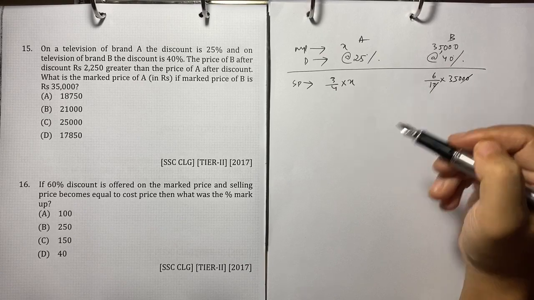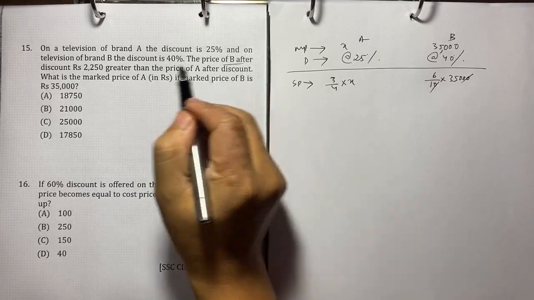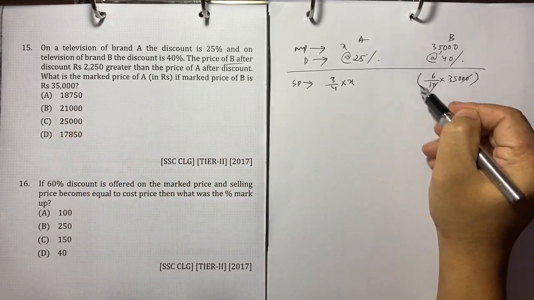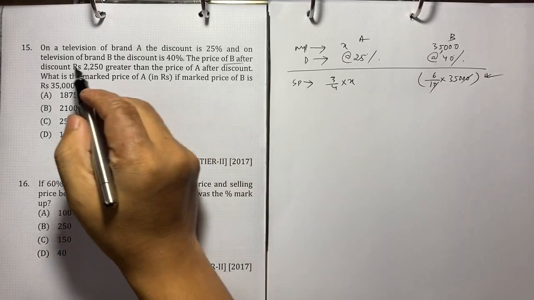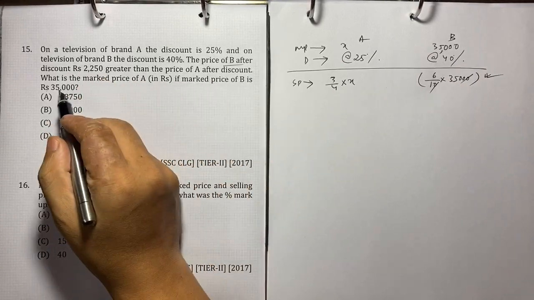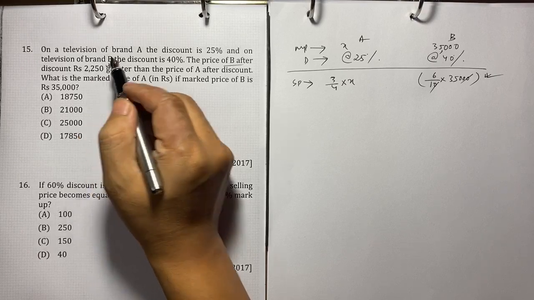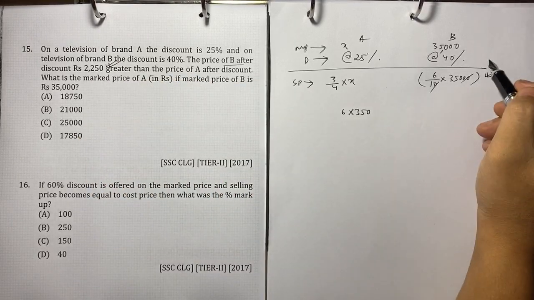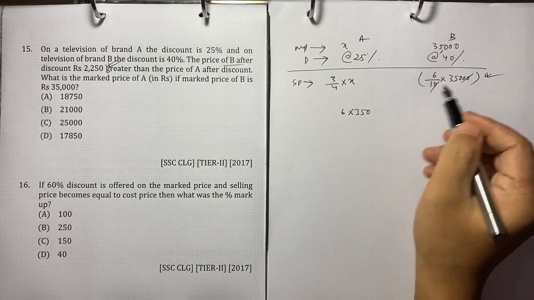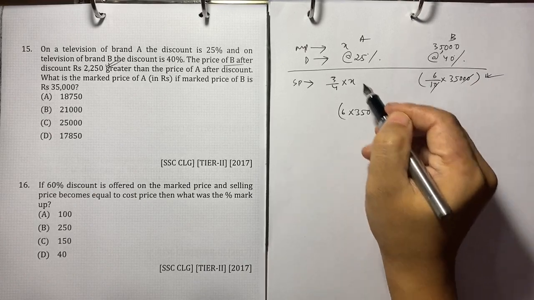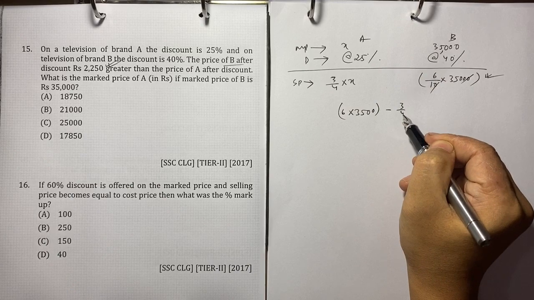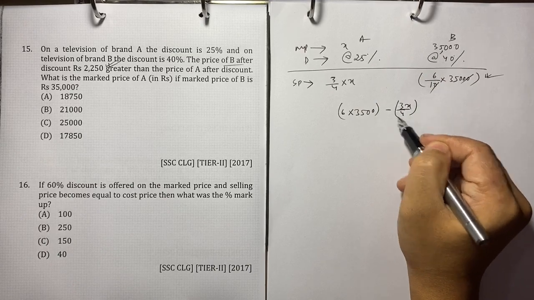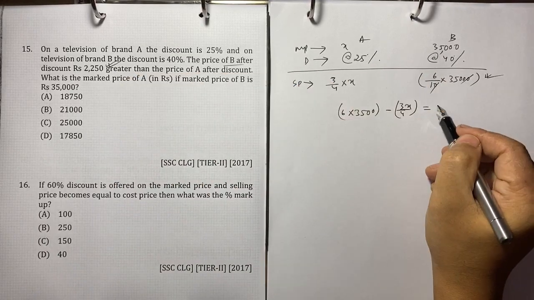Cancel this. The question says the price of B after discount is greater than the price of A after discount by 2250. So the selling price of B, 6 into 350, minus the selling price of A, which is 3 by 4 into X, equals 2250.